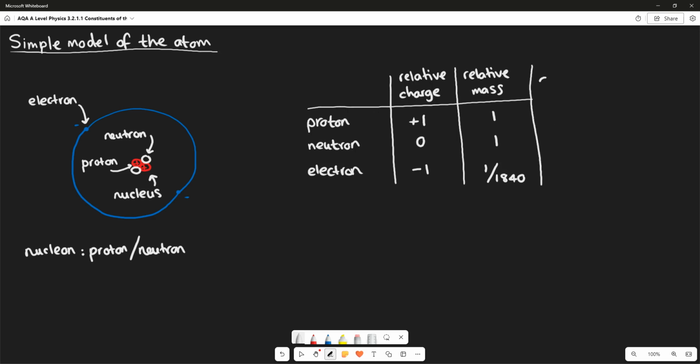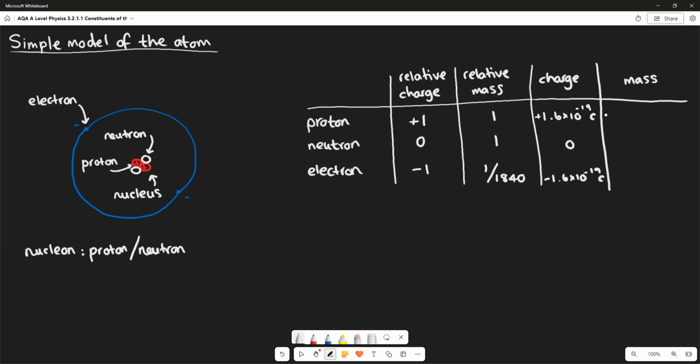So charge and mass. So actual mass, actual charge. So the charge of a proton is plus 1.6 times 10 to the minus 19 coulombs. The electron is the opposite of that, and it is minus 1.6 times 10 to the minus 19 coulombs. The neutron does not have any charge.